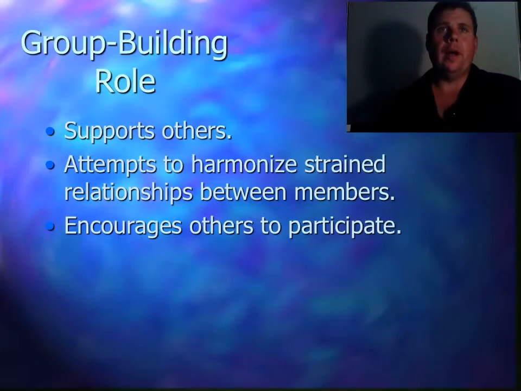Group building or maintenance role. This role can take several forms, but it is designed to encourage others to participate and try to harmonise a strained relationship within a team. An example of this role is the encourager who offers praise, commends, and agrees with or accepts other members' opinions.